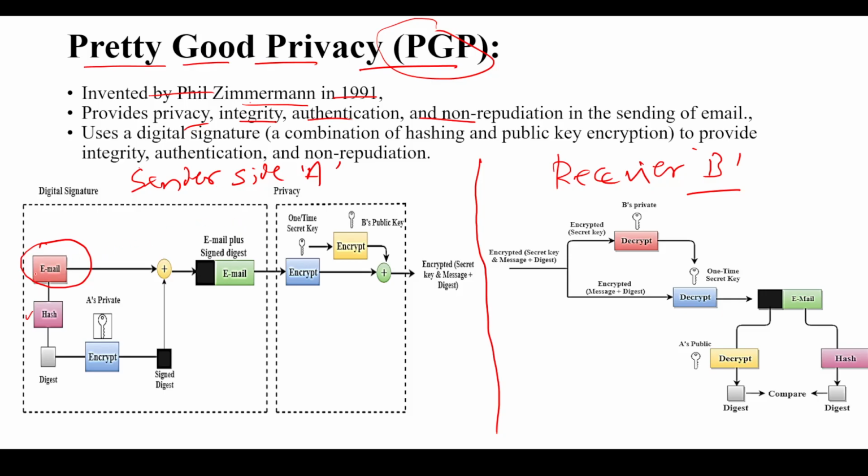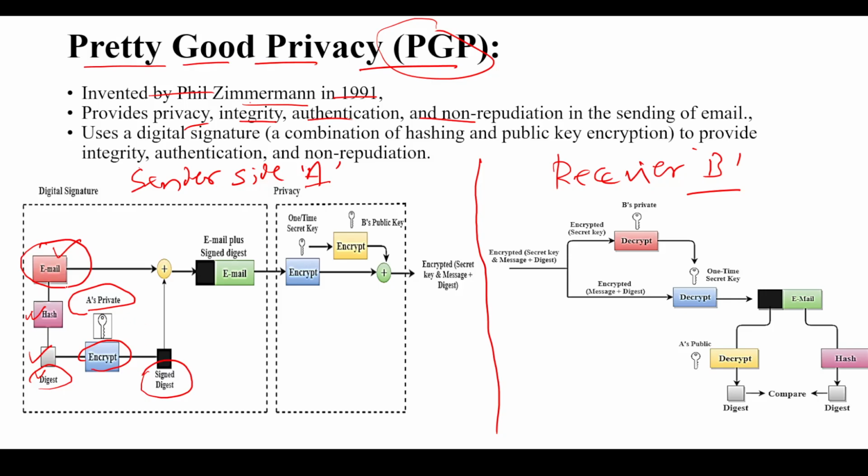We were talking about email. So this is our original email, for example. On this email, what are we applying? We are applying the hash function, right? Through this hash function, we are getting the digest value. Then that digest value we are encrypting through the private key of A. Here A means the sender's private key we are using for encrypting the digest value. After encrypting, we are getting the new signed digest value.